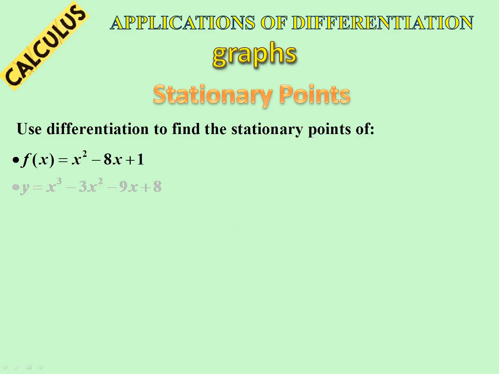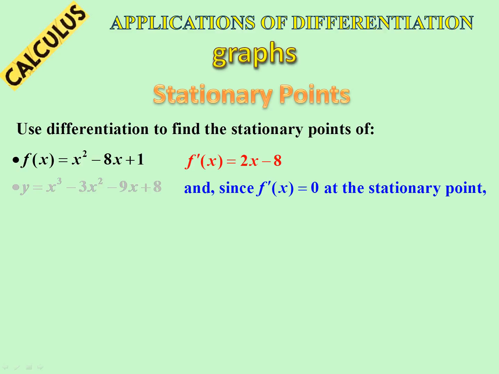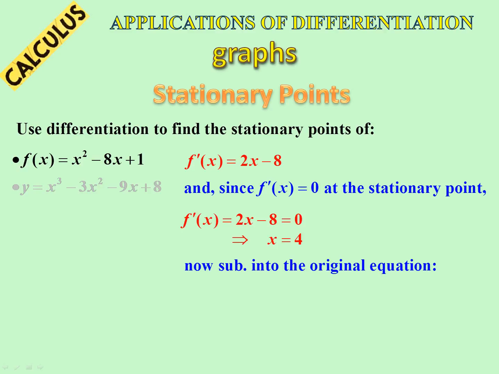Right, so now to find the stationary point, I must put the derivative equal to 0, because that's what happens at the stationary point. Get x equal to 4. Substitute into the original to get the y value. Don't substitute into the derivative. You'll get 0, because that's how you got the 4, by putting it equal to 0. Negative 15, and there's our stationary point.